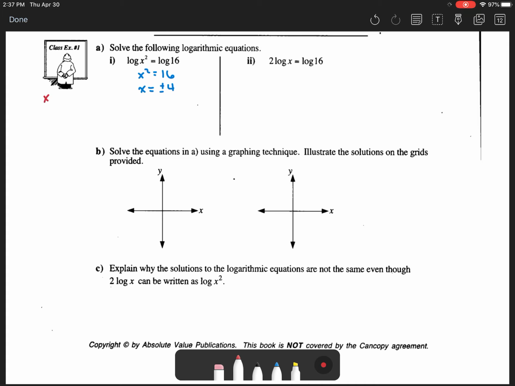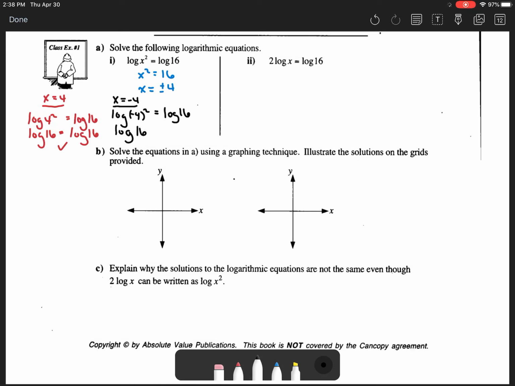I have to verify x equals 4, and I will do that first, and then I will verify x equals -4. So this will be the log of 4 squared should equal the log of 16, and this is okay, log 16 equaling log 16, so that solution is okay. I will then work on x equaling -4, and you'll see this is the log of -4 squared. That should equal the log of 16. So again, I do get log 16 equals log 16.